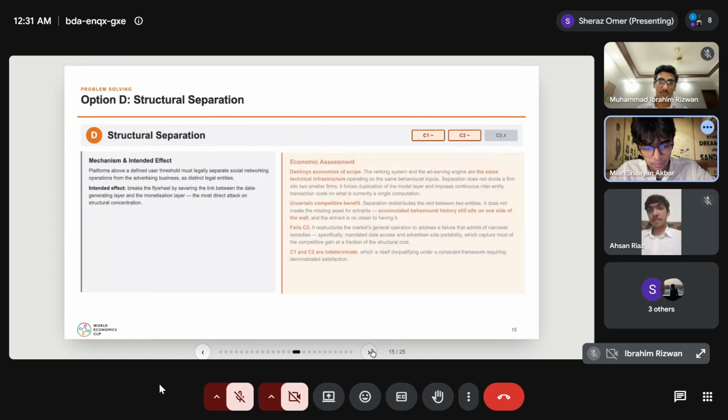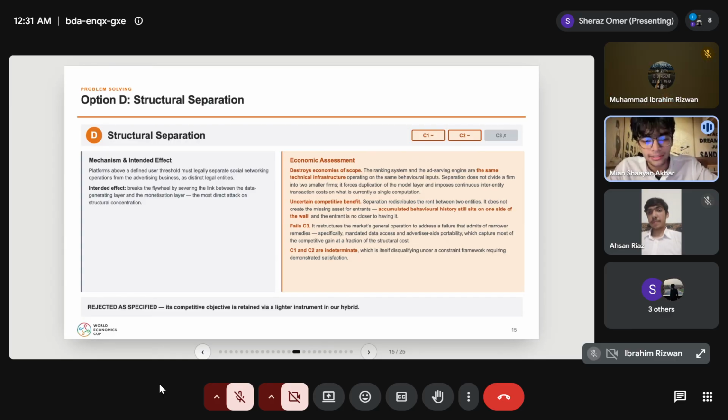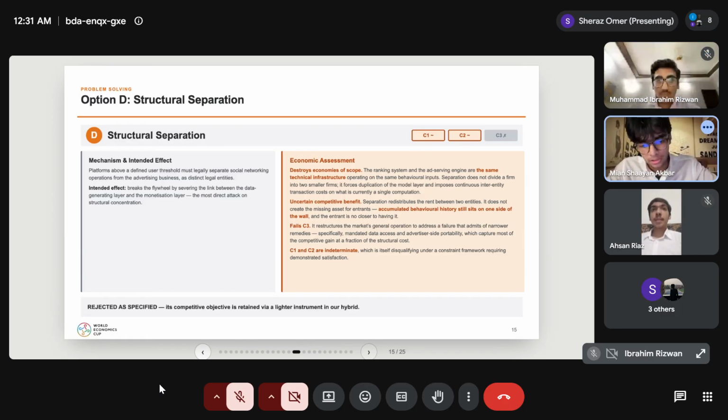Option D now, structural separation, represents a competition policy perspective, requiring the advertising business and the social networking business to operate as separate legal entities. Ranking and ads are being run on the same infrastructure and the same data. So separation duplicates that infrastructure rather than creating two independent smaller firms. And it does not transfer the accumulated behavioral data that constitutes the entry barrier facing any new entrant.